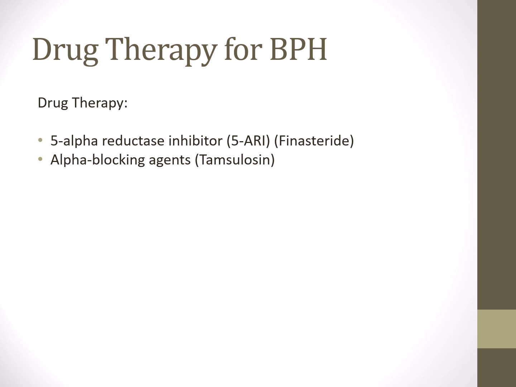The next category is alpha blocking agents. An example of this category is tamsulosin or Flomax. These alpha blocking agents work by relaxing the smooth muscle in the bladder neck, making it easier for the patient to urinate.